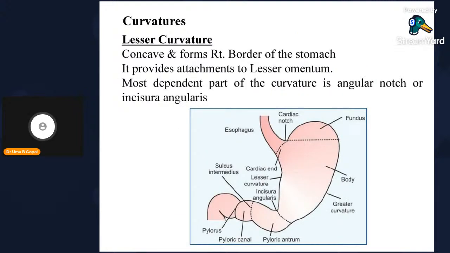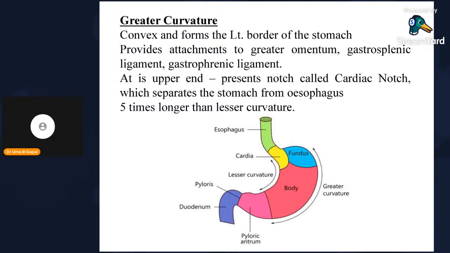Lesser curvature is concave, forms the right border of the stomach, and provides attachment to the lesser omentum. The most dependent part of the curvature is the angular notch or incisura angularis. This is the most dependent part called incisura angularis. MCQ question. Greater curvature is convex, forms the left border of the stomach, and provides attachment to the greater omentum. Gastrosplenic and gastrophrenic ligaments are also attached to it.